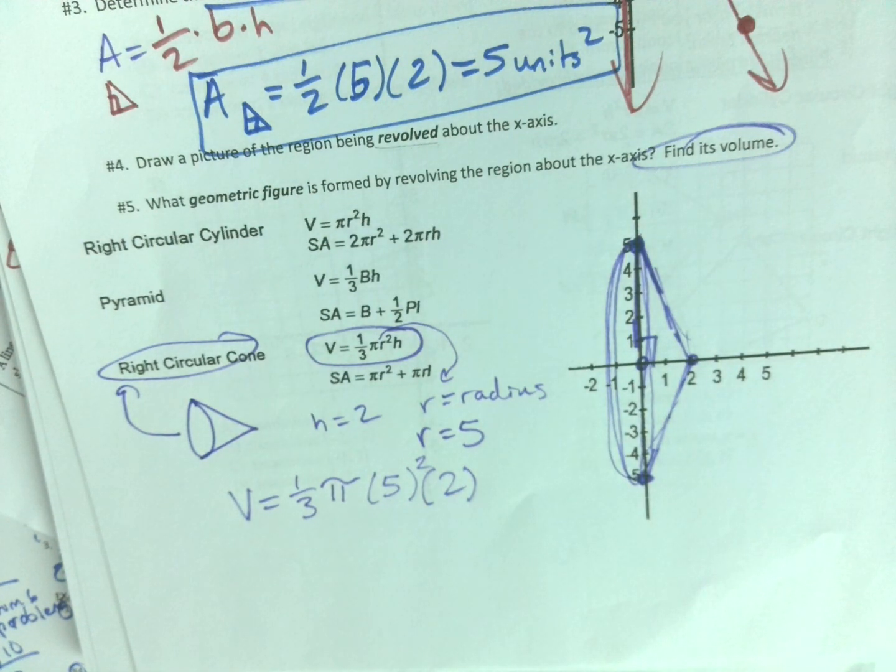Because pi is an irrational number, just like square root of 29. If you try to multiply that with the rest of this, we're going to get an ungodly decimal. And a lot of times they want you to leave volume in terms of pi.